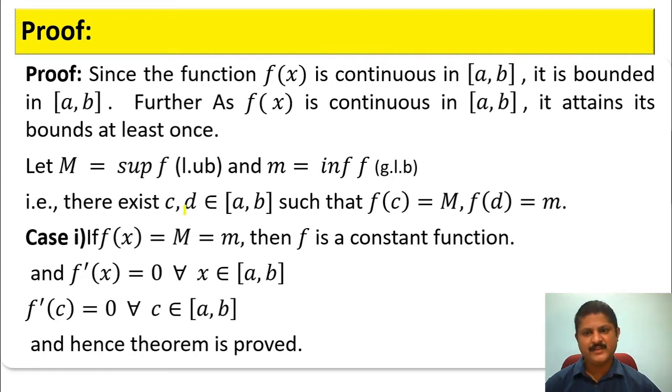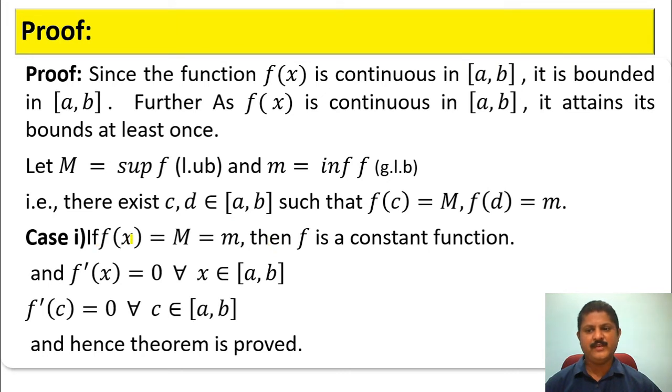That is, there exist c, d belonging to the closed interval [a, b] such that f of c equals capital M, that means the supremum, and f of d equals small m, that is the infimum of f. Here there are two cases.